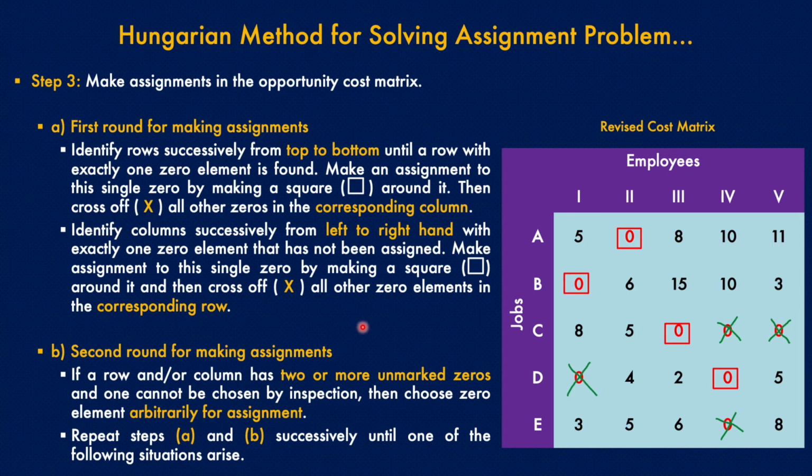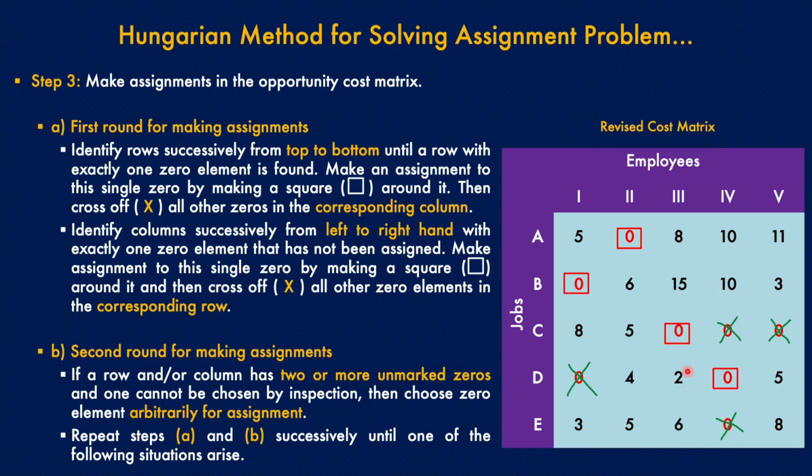In some cases, suppose all these zero elements are coming here instead of here, suppose this zero is present here. So in row wise assignment as well as column wise assignment we can't do anything, because in both situations there will be two sets of zeros. So in such a case, if a row or column has two or more unmarked zeros, and one cannot be chosen by inspection, then choose a zero element arbitrarily for assignment. In such a case, we will choose any one of the zeros arbitrarily.